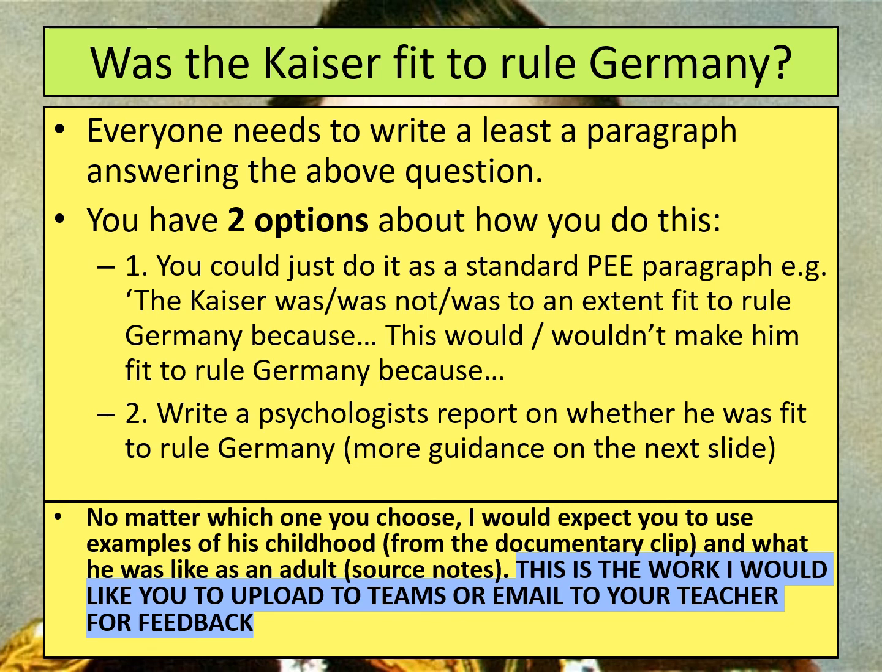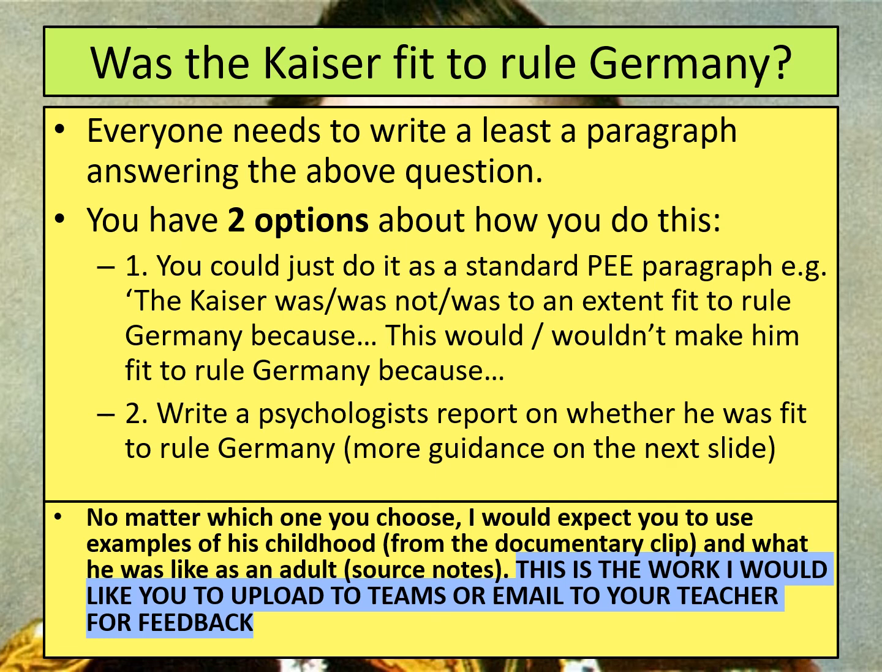So you could start with your point where you're going to say the Kaiser was or was not, or was to an extent, fit to rule Germany. Once you've done your P, you then need to think about your first E, so your evidence. So you want to give some evidence about why you think he was or wasn't fit to rule Germany. So it might be one of his actions, it might be something about his personality, and so on.